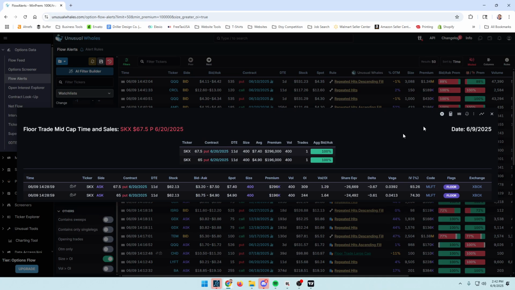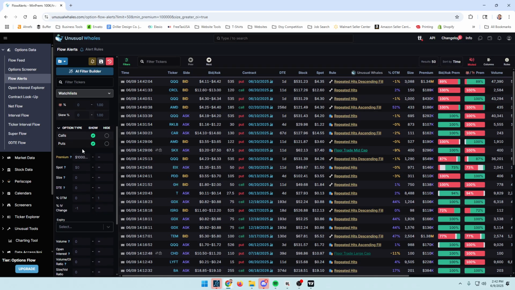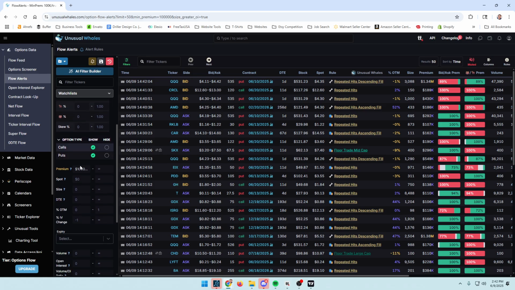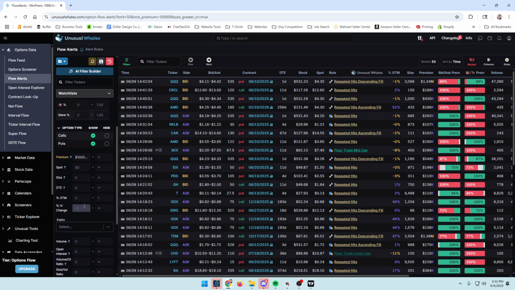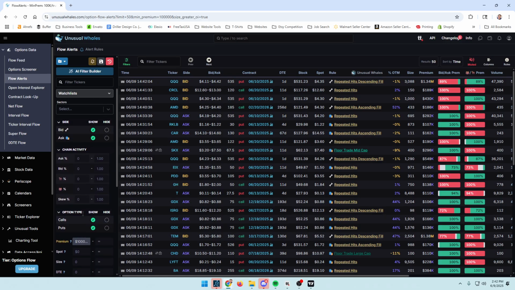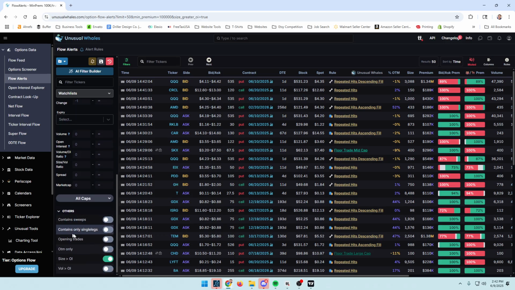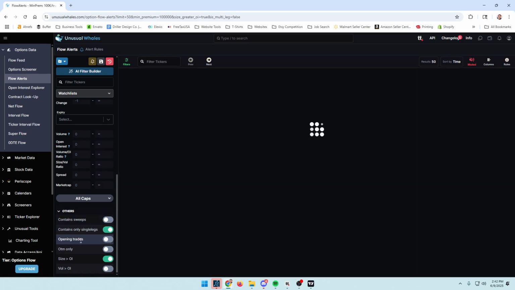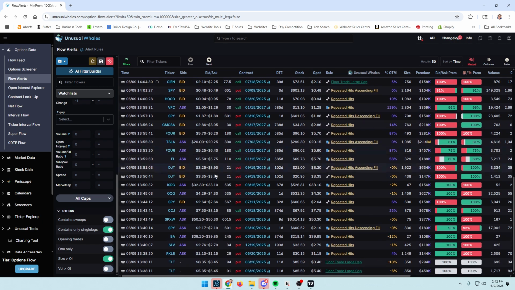All right, so these right here, floor trades, are what the actual floor is trading. These are trades that are placed on the New York Stock Exchange floor. These aren't through a brokerage. These are through the stock exchange. They're in person. Trying to find a good example for you.